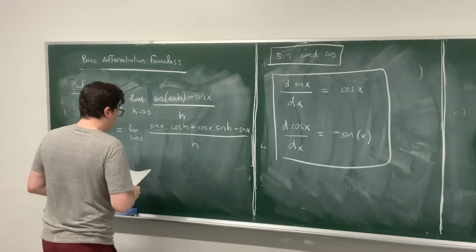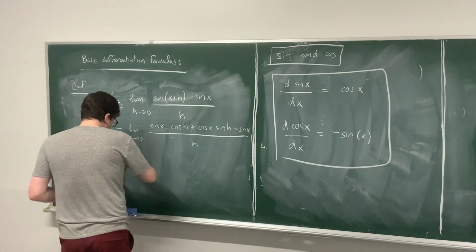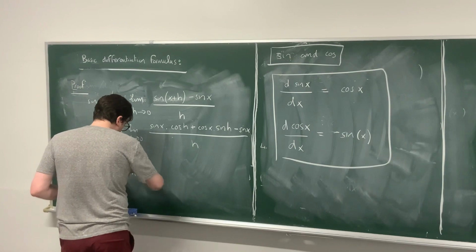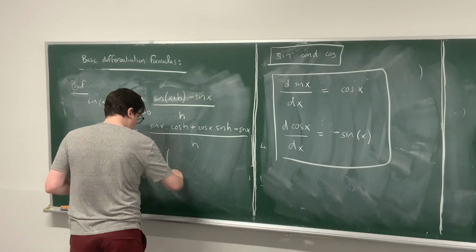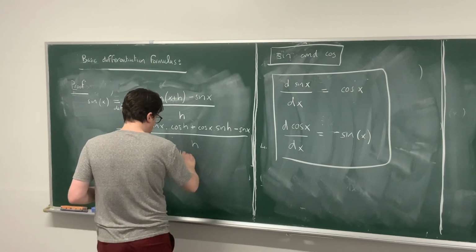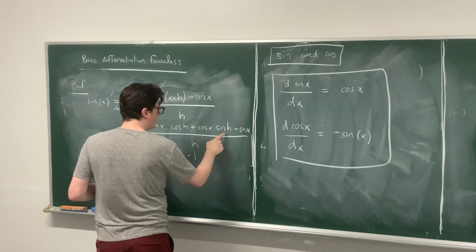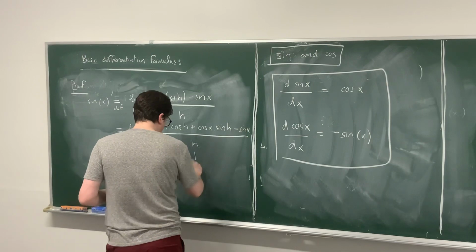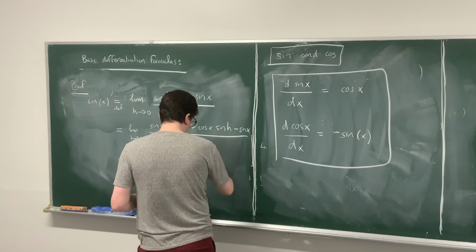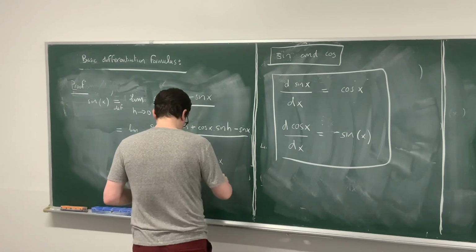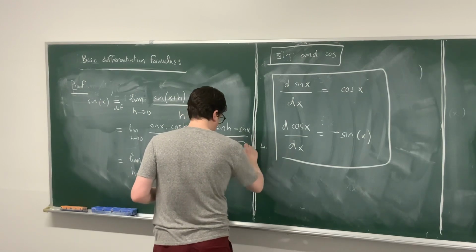Now, what can I do? I'm going to write this a little differently. This is the limit when h goes to 0 of sine x times cos h minus 1, divided by h. And what remains will be the following: plus cos x times sine h divided by h.